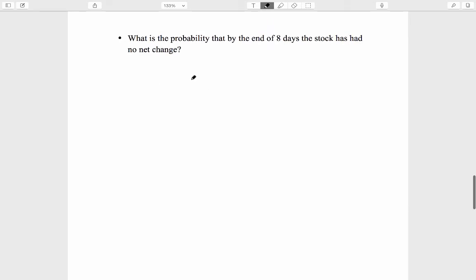We can ask, what is the probability that by the end of 8 days the stock has had no net change? And it would be a fine thing to write out all of row 8 of Pascal's triangle. We might think about this for a moment, though, and realize we're really only looking for one entry in row 8, the one entry where the number of U's equals the number of D's. In our notation, that's 8 choose 4 divided by the total number of different possible outcomes, which is 2 to the 8th.